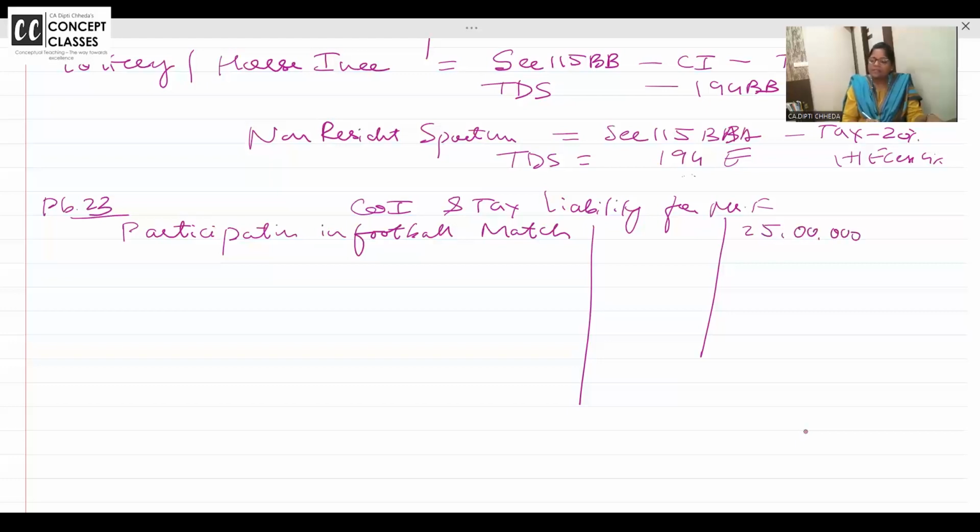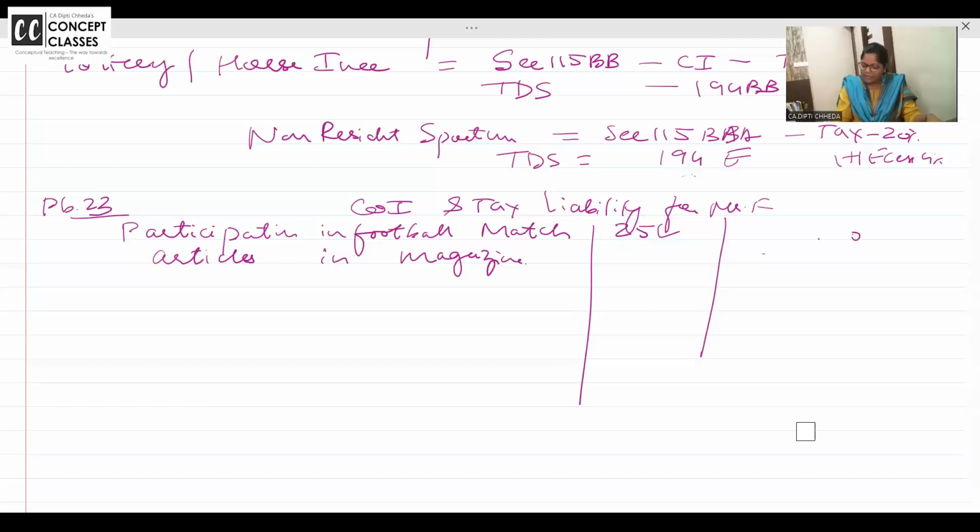25 lakhs. Winning from lotteries, we will take that later. Articles in magazine. See, 3 incomes are there for the sportsman: play the game, do advertisement, and contribute your articles in magazines. Oh, sorry, let us write in the inner column so that we can add and write the total outside. 25 lakhs and the second income, how much? 21,000. So 25 lakhs and 21,000.